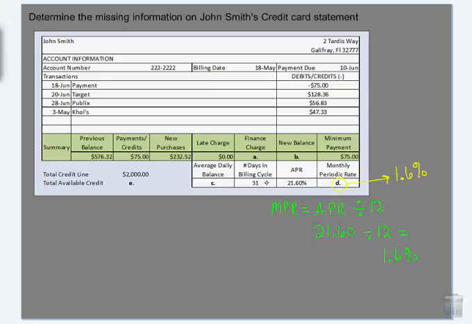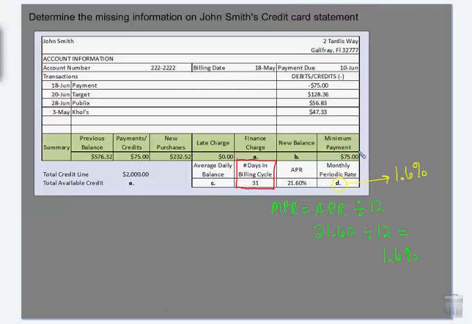So the first thing I want to look at is that there are 31 days in the billing cycle. I have this 35 squares. I don't need 35 of them. I only need 31 of them. So I take away 4. I now have 31.